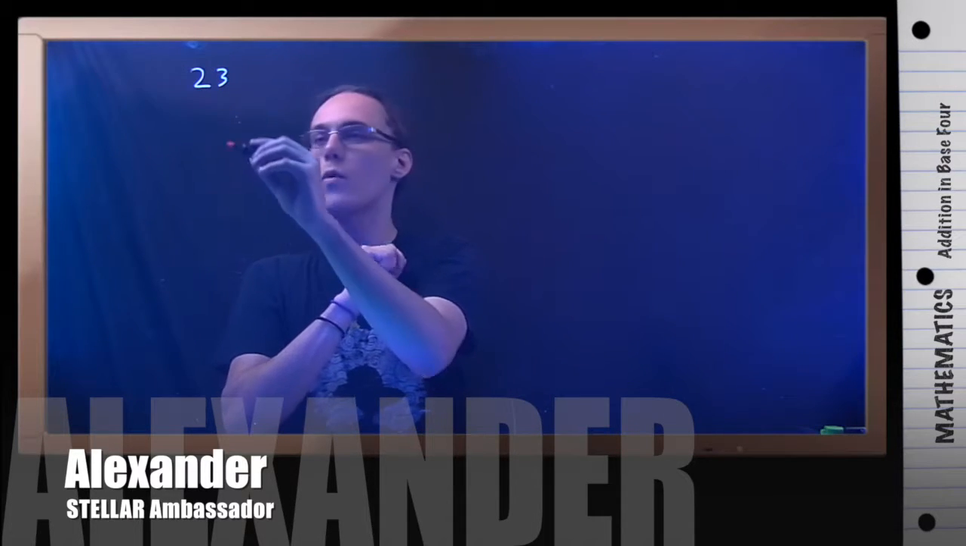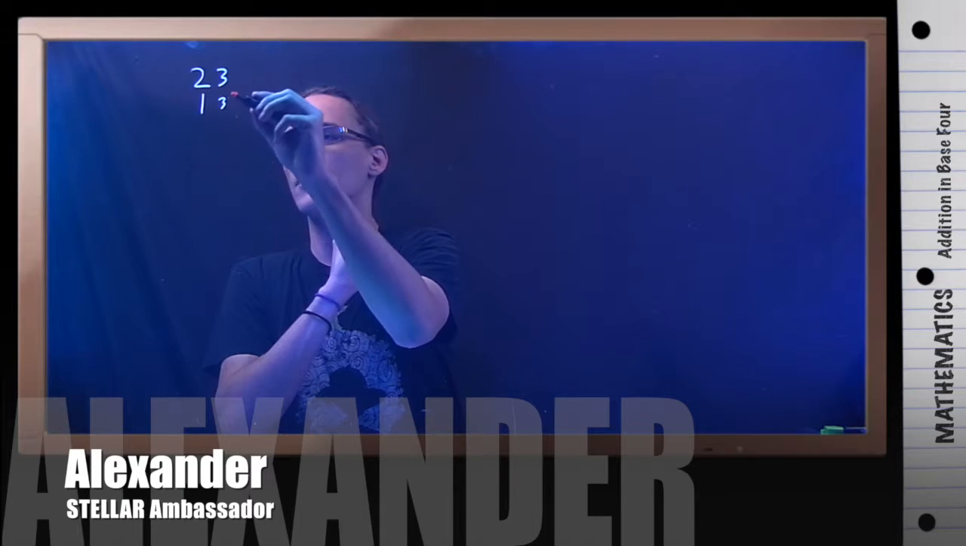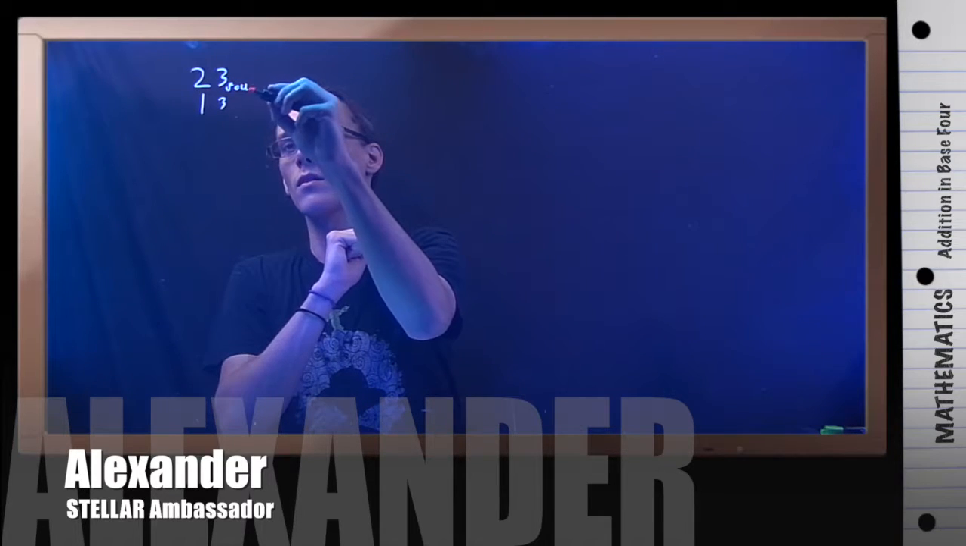All right, in this example, we're going to be adding two base 4 numbers. And the two base 4 numbers we're going to be adding are 23 and 13. Now these are both in base 4.